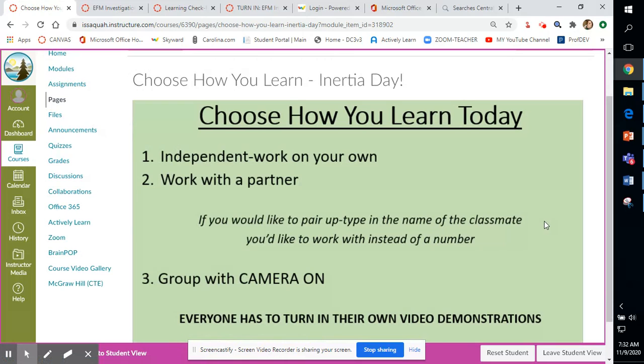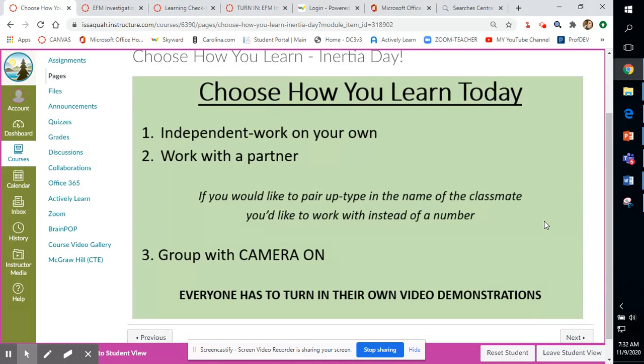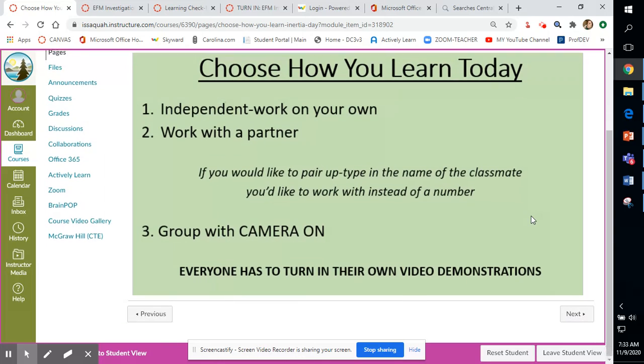So when you choose how you learn today, you can select number 1 if you want to work independently. If you would like to work with a partner, please type that partner's name in. Or you can choose number 3 and work with a group with your cameras on. But please remember, no matter how you choose to learn, everybody has to submit their own videos demonstrating each of the activities.